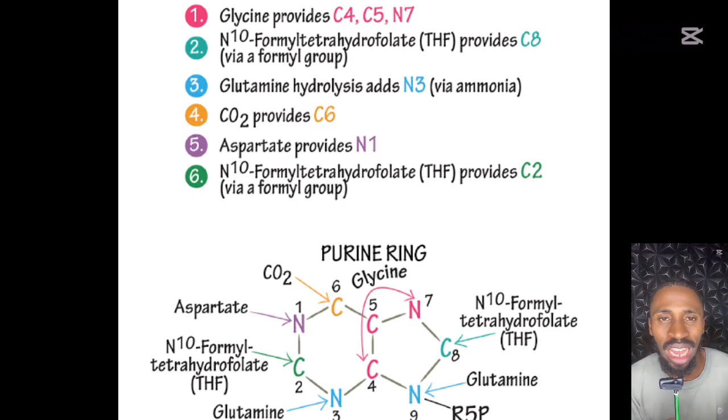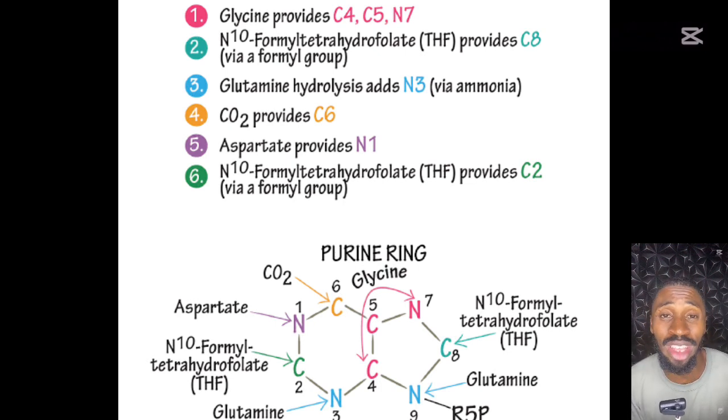The next one is glycine. Glycine is added to carbon 4, 5, and 7. Don't forget. The next one is the formyl group. The formyl group, which is N10-formyl tetrahydrofolate, is added to carbon 2 and carbon 8. Don't forget it. So all these things are important for you to form a good purine.